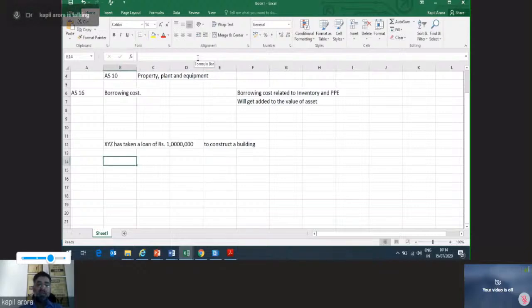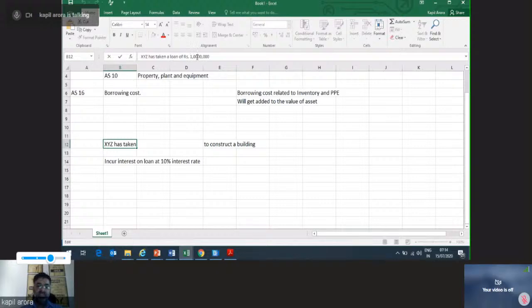XYZ is going to incur interest on the loan at a 10% interest rate. So every year, how much interest are they going to bear? What would be the interest which XYZ has to pay? XYZ has to pay the interest of 10 lakh rupees.